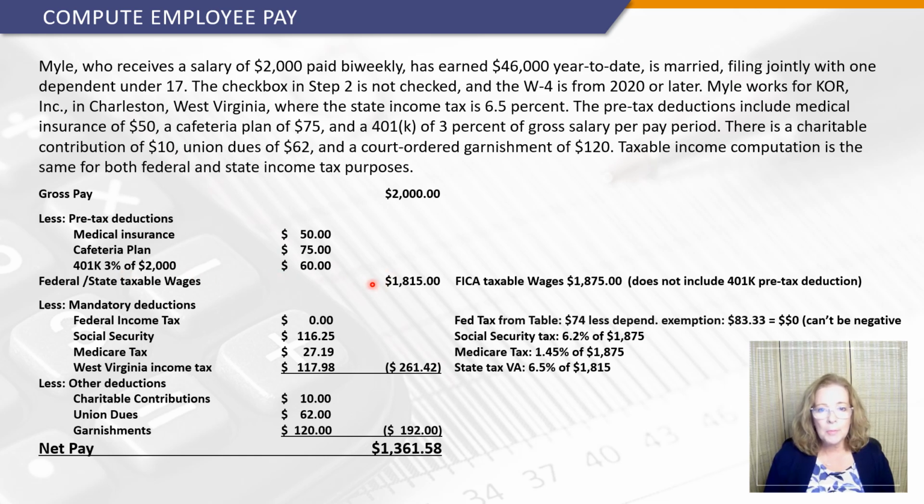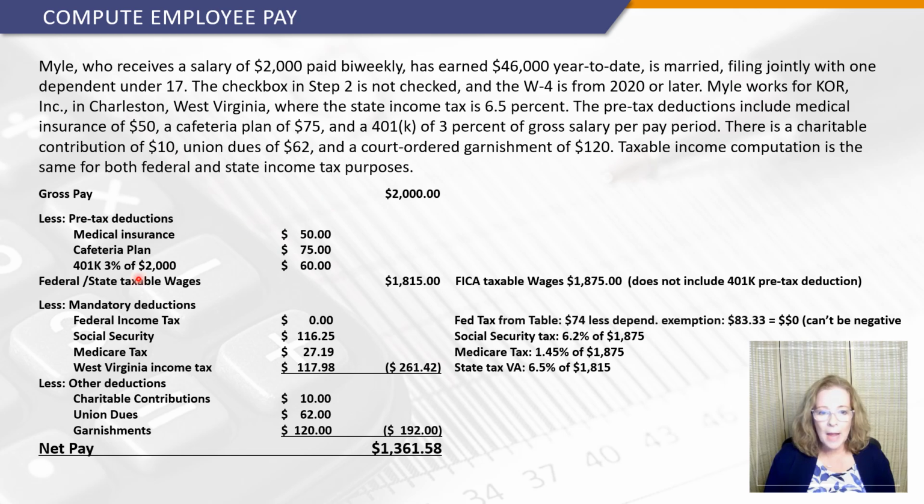It's important to remember that the amount of $1,815 is the federal taxable wage. For purposes of calculating the FICA taxable wage, which is used to calculate Social Security and Medicare taxes, we don't deduct the pre-tax deduction for the 401k. That means that the FICA taxable wage is $1,875.